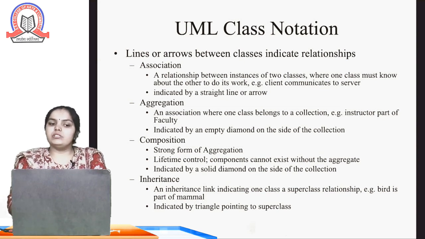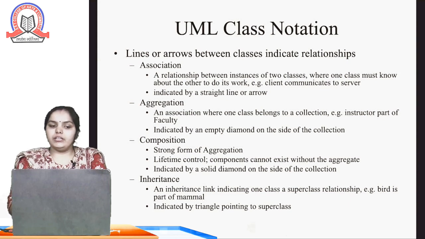Now the next slide about UML class notations. Here we use lines or arrows between the classes to indicate the relationship. Four types of relations we can see here. The first one is association. Association is a relation between the instances of two classes where one class must know about the other to do its work. For example, a client communicates to the server, and it is indicated by a straight line or arrow. After association we have the aggregation relation in the class diagram.